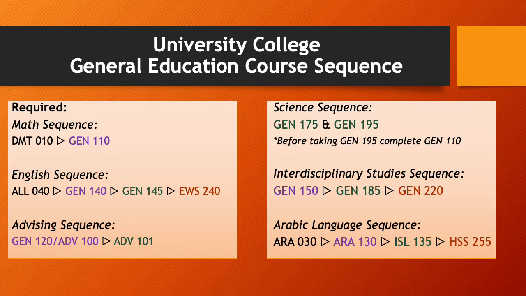Courses here, listed in black, are developmental courses, which may or may not be taken by students, depending on their abilities and their test scores. Courses in purple represent first semester courses that are traditionally taken. Courses in green are identified for second semester courses, and courses in red are traditionally taken during the third term. There is one exception with the Arabic language sequence. Islamic 135 and Emir Studies 255 may be taken in any order.